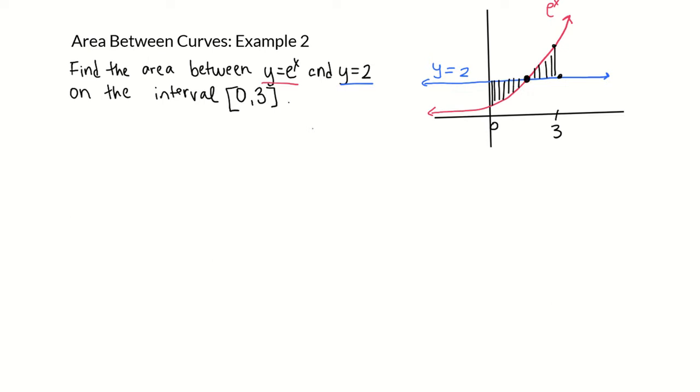Where do they cross? And to find that, we're going to set the two equations equal to each other. So we're going to set e to the x equal to 2, and then solve that equation. To solve this equation, we take the natural log of both sides. When we have an exponent with a log, we can bring it in front. x ln of e equals ln of 2. And ln of e is just 1, so we get x equals ln of 2. So this here is where the functions cross.